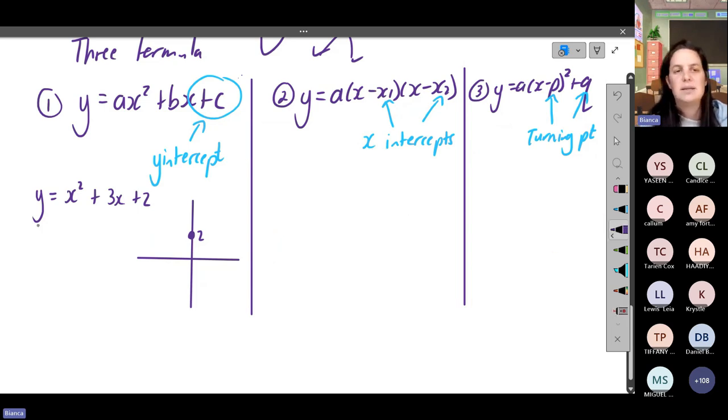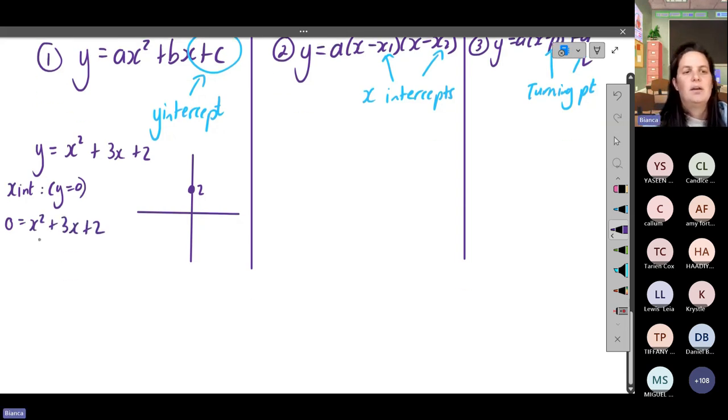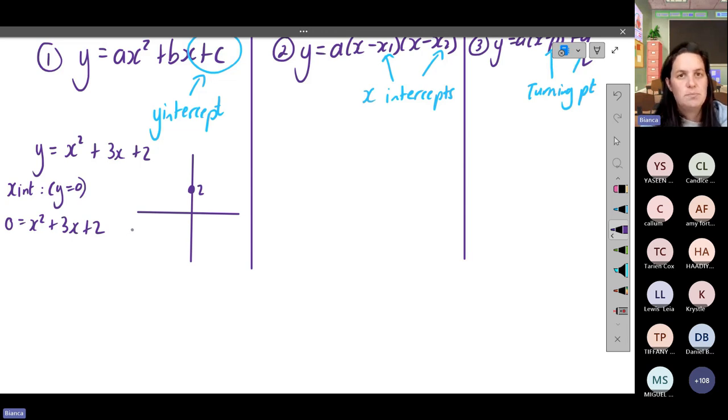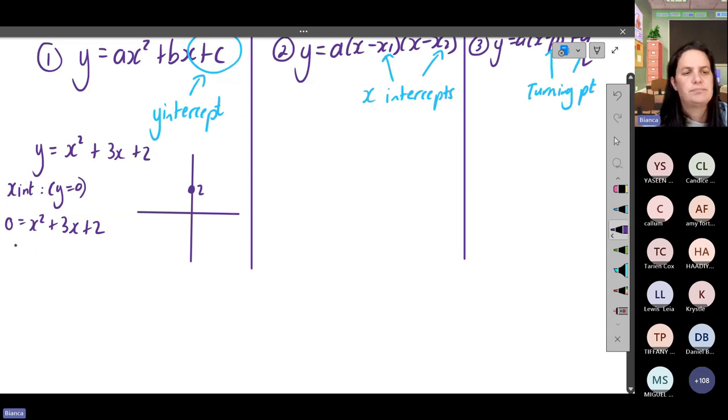How do you find the x-intercept of any function? You make y equals 0. So here's the y. So I'm going to say 0 equals x squared plus 3x plus 2. Now we're going to solve for x. It's a quadratic equation. So if you were here on Monday, Tuesday, you know how to solve a quadratic equation. Must be in standard form. Must be equal to 0. Must be in descending powers of x. You can factorize or you can use your quadratic formula. This one I'm definitely going to factorize though.